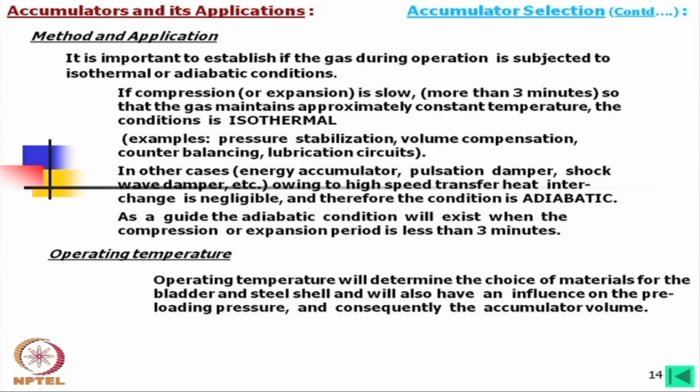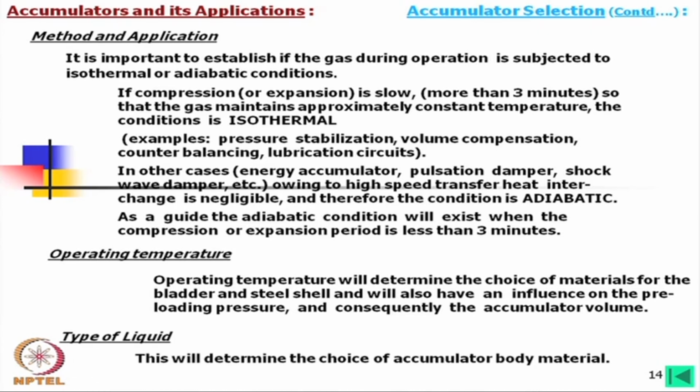So, whether the process is adiabatic or isothermal is important for the gas we are using inside the accumulator. Operating temperature: the operating temperature will determine the choice of materials for the bladder and steel shell, and will also have an influence on the preloading pressures and consequently the accumulator volume. Type of liquid: this will determine the choice of accumulator body material, that is, what liquid we are using.